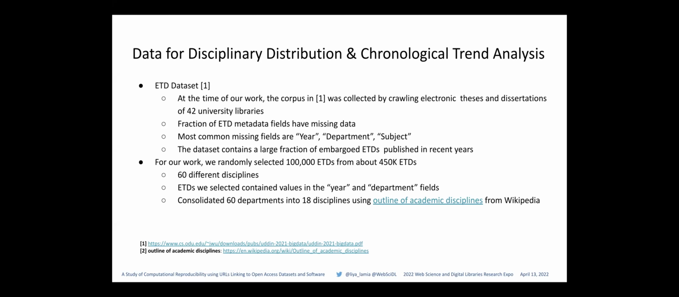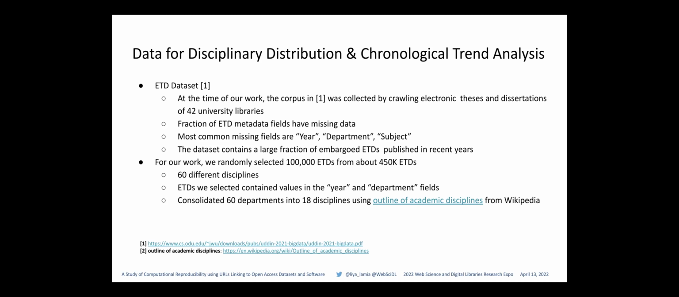The most common fields are, for example, department and subject. And the dataset contains a large fraction of embargoed ETDs which were published in recent years. So for our work, we randomly selected 100,000 ETDs from the parent corpus, which is 50K ETDs, and we selected ETDs from 60 different disciplines.